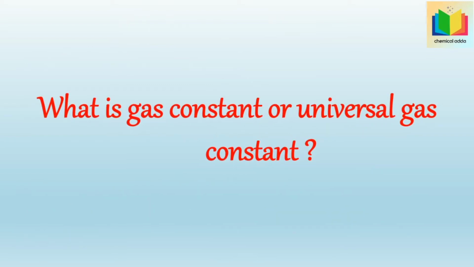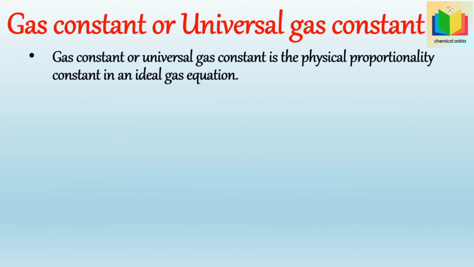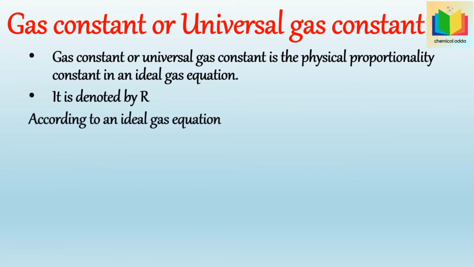Now, what is a gas constant or universal gas constant? A gas constant or universal gas constant is the physical proportionality constant in the ideal gas equation. It is denoted by R. According to the ideal gas equation, PV is equal to nRT. So, R is equal to PV divided by NT.